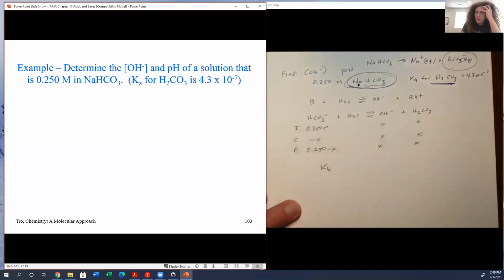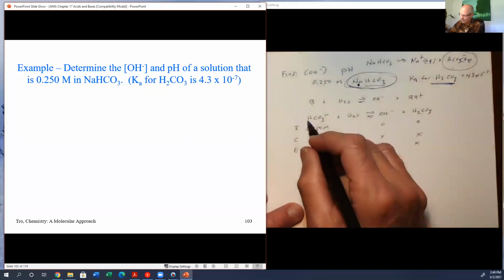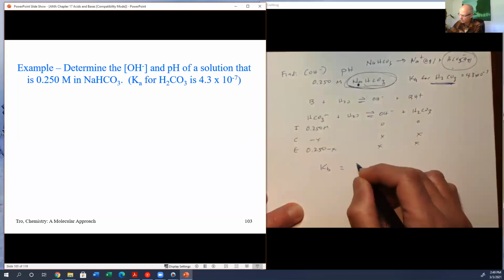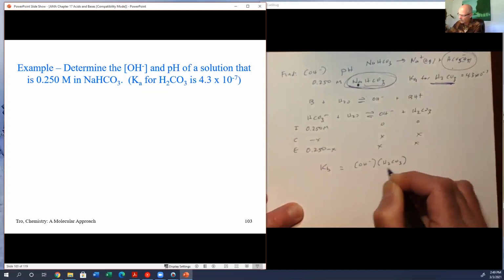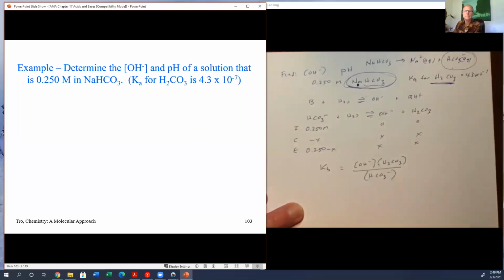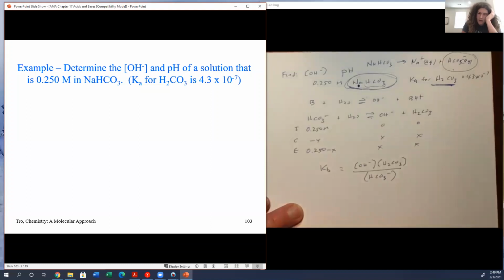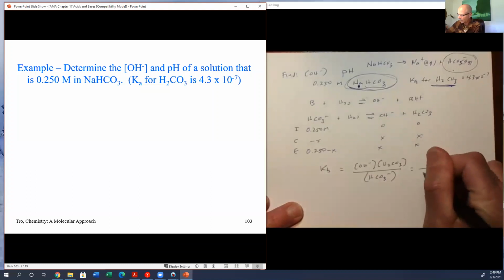Yeah, I think we just missed the question about the KB that you asked. Right. Okay. So the Kb, the equilibrium constant for this equation, is equal to the concentration of OH minus times the concentration of H2CO3 divided by the concentration of HCO3 minus. Does that make sense? So is it x squared over 0.25 minus x? Exactly right.